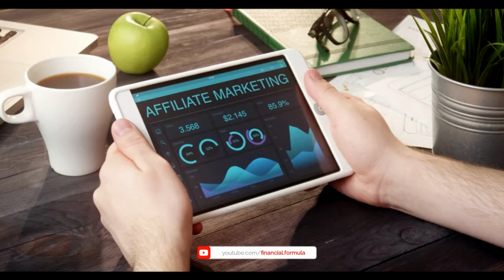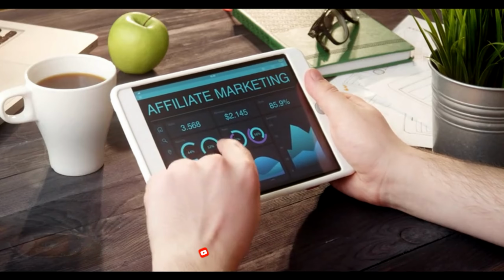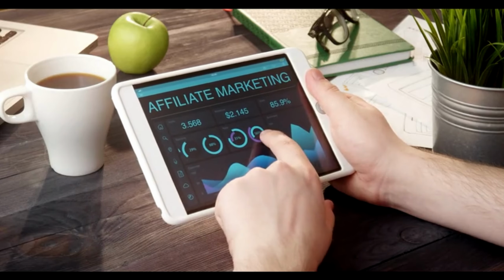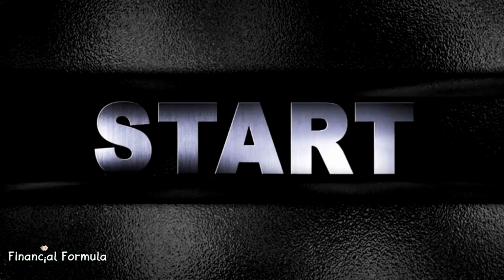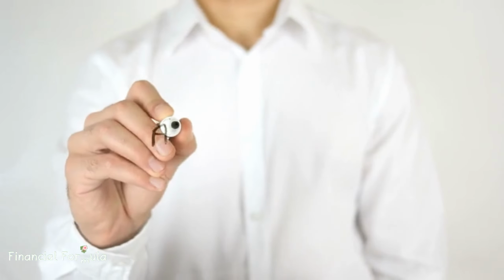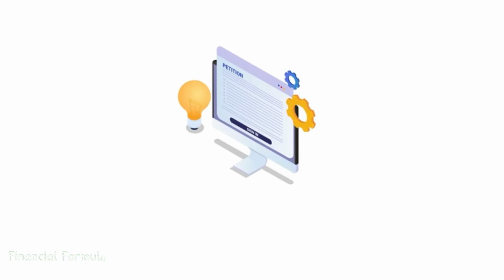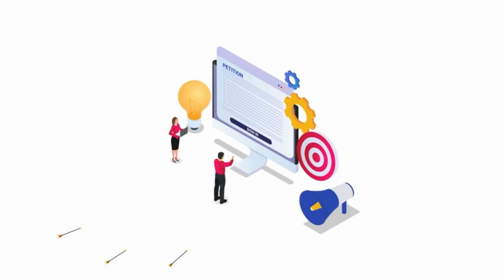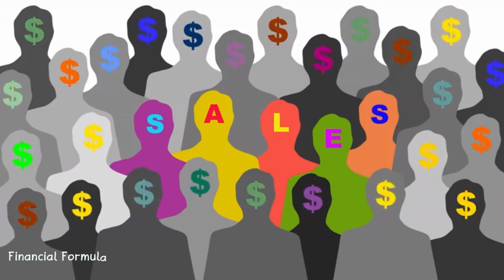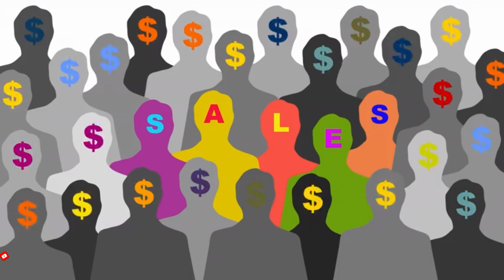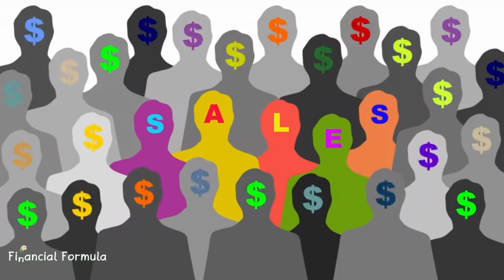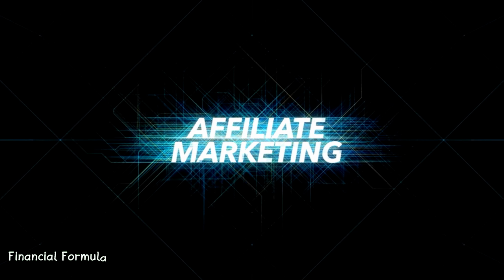Today, we're diving into the world of digital marketing and specifically, how to start affiliate marketing. So, let's get started. First things first, what is affiliate marketing? It's a performance-based marketing strategy where a business rewards affiliates for each user or customer brought by the affiliate's own marketing efforts. In other words, you're essentially promoting someone else's product or service and earning a commission for every successful referral. Now, let's talk about how to get started with affiliate marketing.